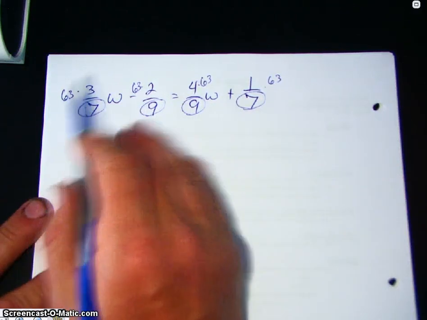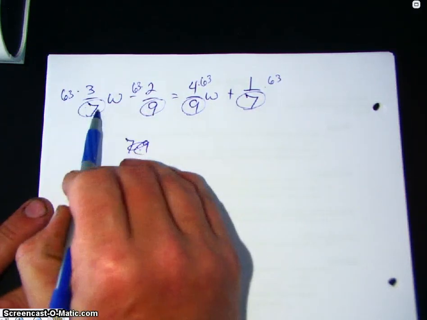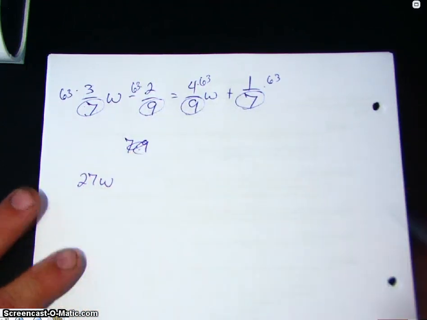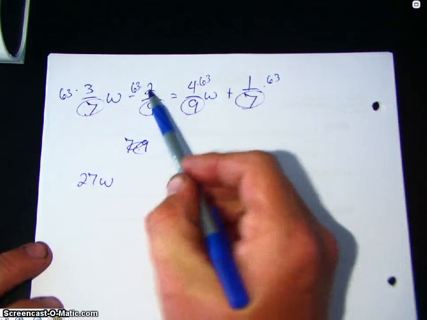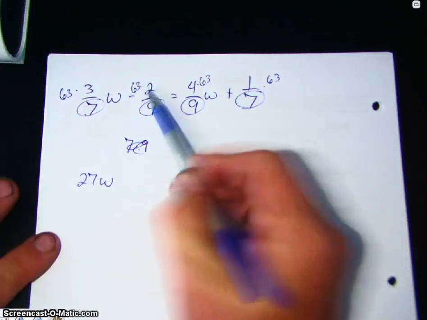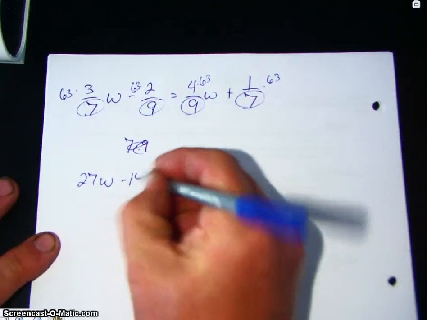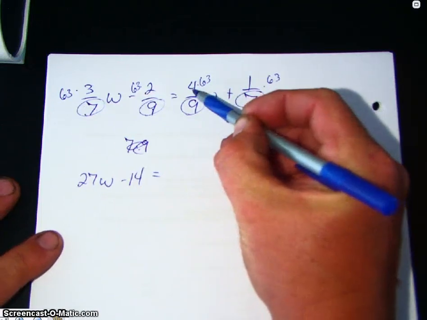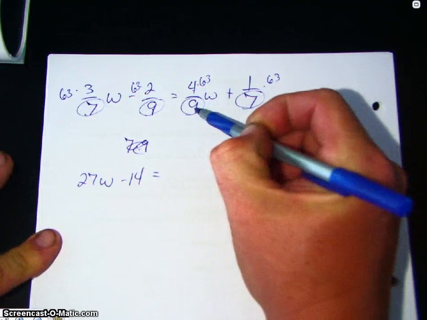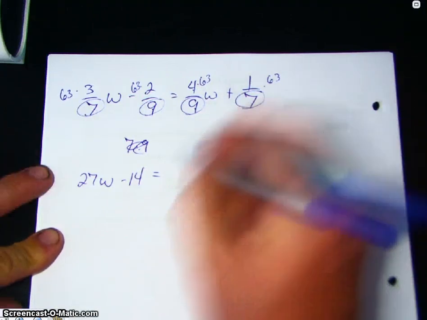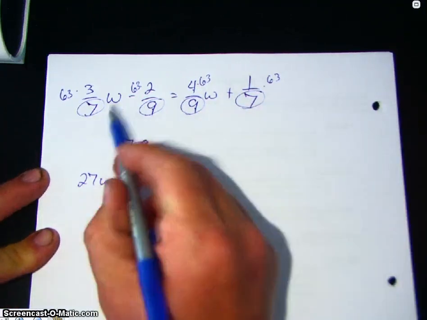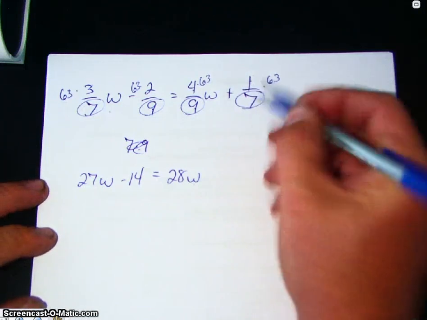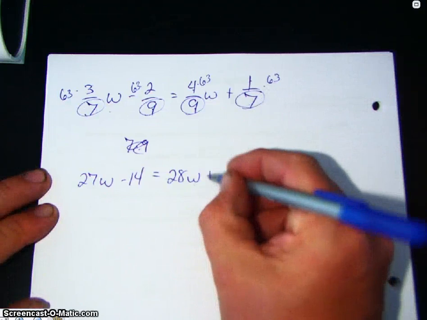So 63 times 3, and then divide by 7, gives me 27w. Then 63 times 2, you can use your calculator if you need to, and then divide by 9 gives me 14. If I do 63 times 4, and then divide by 9, that gives me 28w. Don't forget your variables. And then 63 times 1, divided by 7, is 9.